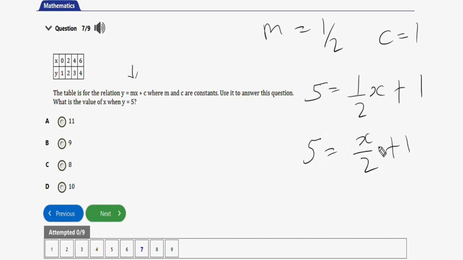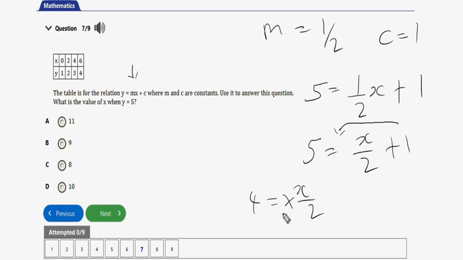Okay, so you take this 1 to this side of the equation. We want to make x the subject of the formula. So if this 1 crosses over, it will change to -1. So it will now be 5 minus 1. You now have 4 equals x over 2.